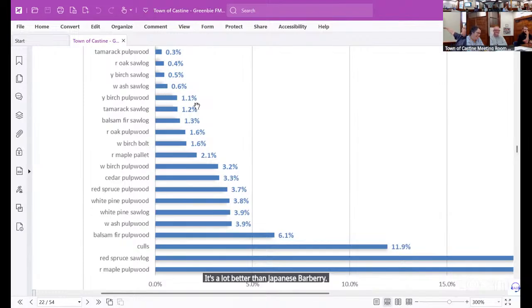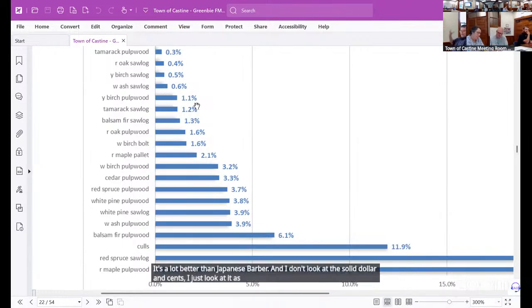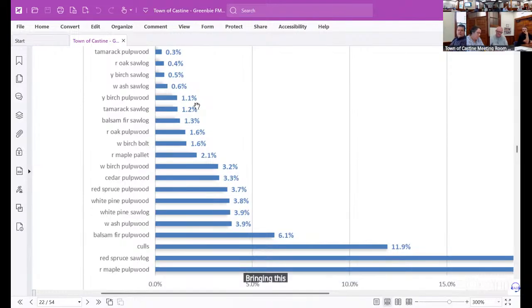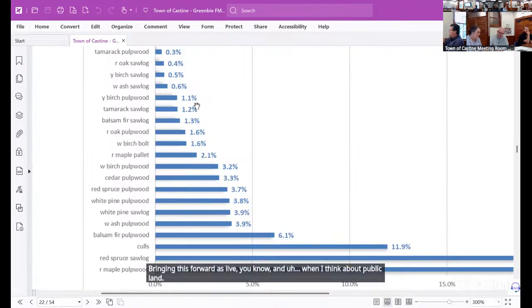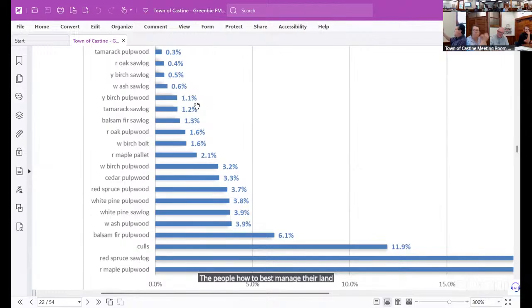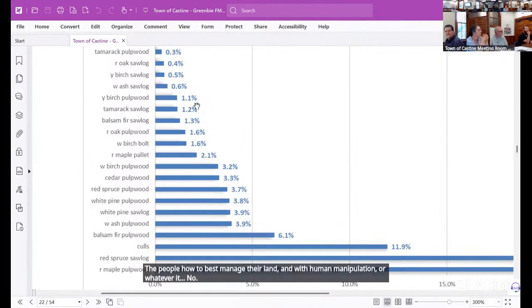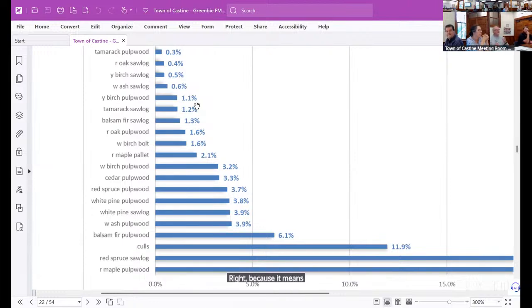But I don't look at this all in dollars and cents, I just look at it as bringing this forest alive, and when I think about public land, we're talking about demonstrating to people how to best manage their land, with human manipulation. I seem to recall a lot of those were stump sprouts. Yeah, it means that somebody probably firewooded it back in the day, and now it's growing back.